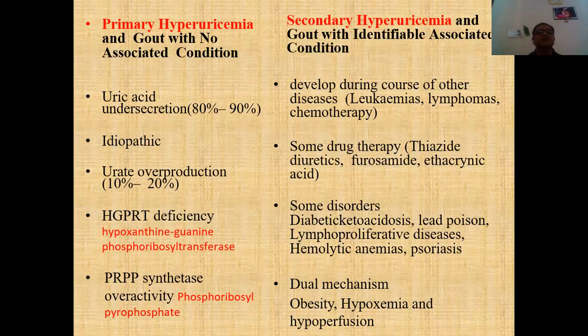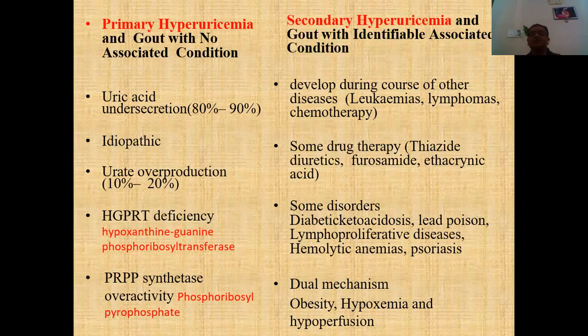Uric acid underexcretion accounts for near about 80 to 90%. Idiopathic condition means we cannot judge why this occurs. The exact reason is unknown. That is nothing but your idiopathic condition. Then urate overproduction accounts for near about 10 to 20%. Beyond the normal production, an excess quantity of uric acid is produced in the case of HGPRT deficiency, which is responsible.